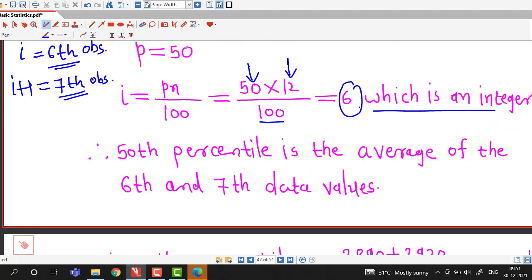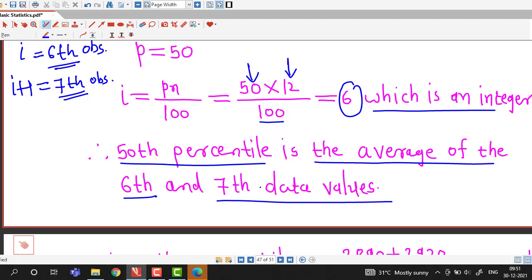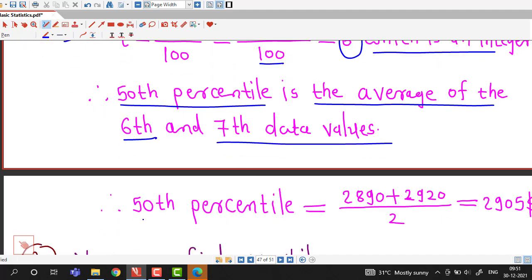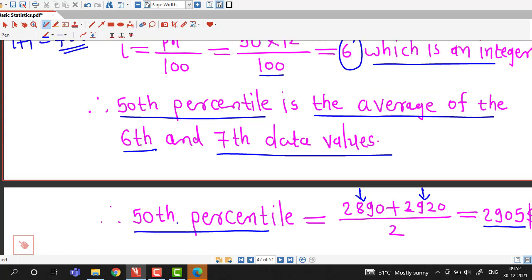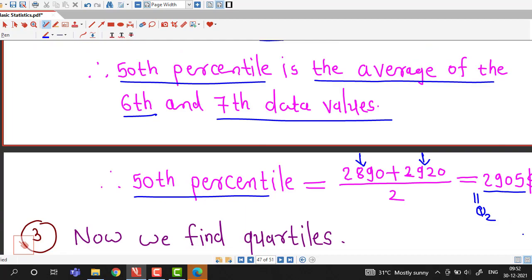First we have written that i equal to 6, which is an integer. Therefore the 50th percentile is the average of the 6th and 7th data values, or the 6th and 7th observations. So the 50th percentile equals the 6th observation, 2890, plus the 7th observation, 2920, divided by 2, and the average is 2905. In this way we obtain the 50th percentile, or second quartile. We know that the second quartile will be equal to the 50th percentile.